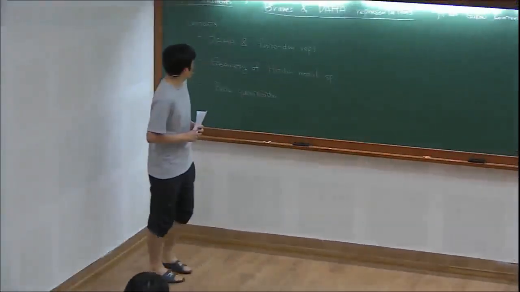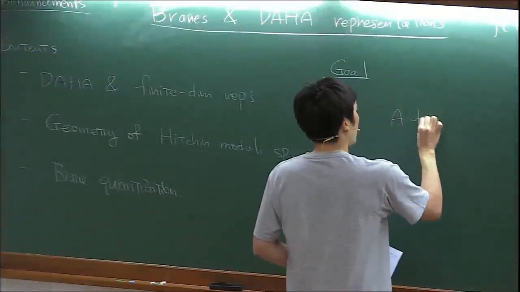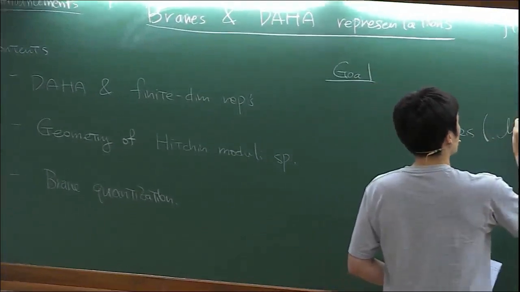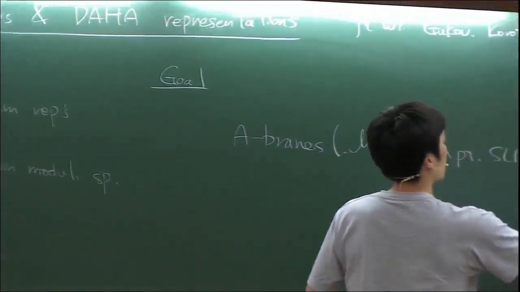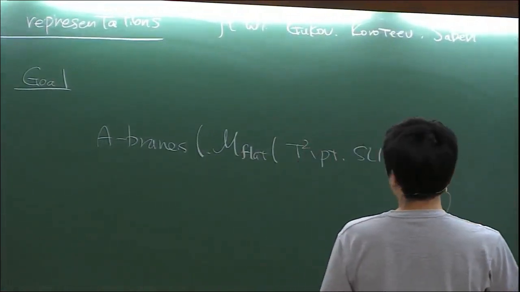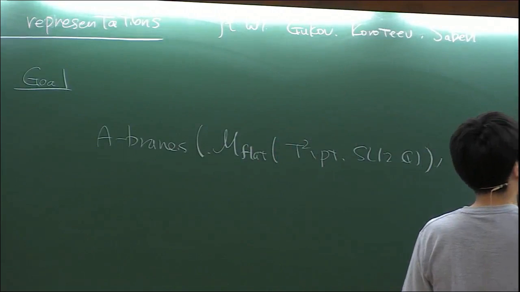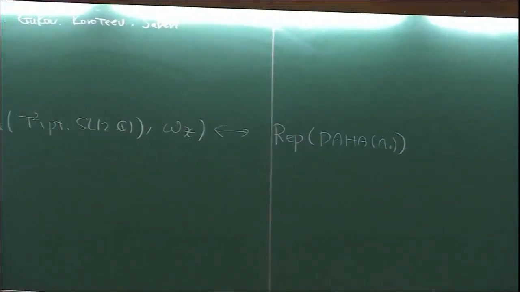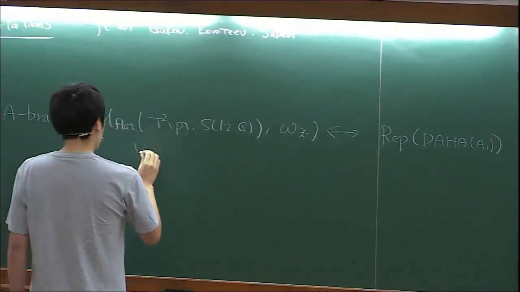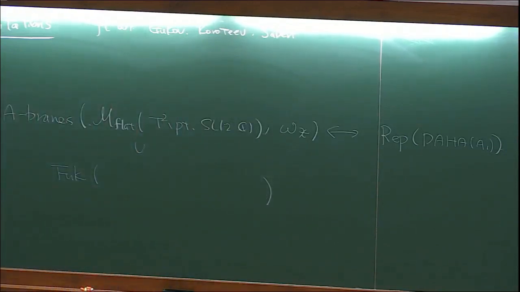Okay, so the content of my talk is in three parts, and you can read it. The goal is to show a relationship between the category of A-branes on the moduli space of the one-punctured torus of SL2C. When you say a brane, I have to specify the symplectic form, which I call omega x. I will explain what the form is, and the relationship to the representation category of DAHA of A1. In particular, this contains the Fukaya category, where the objects in the Fukaya category are flat local systems or flat unitary bundles on a Lagrangian.